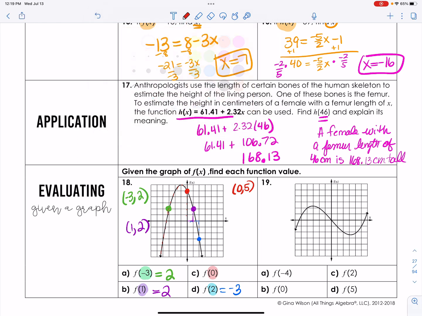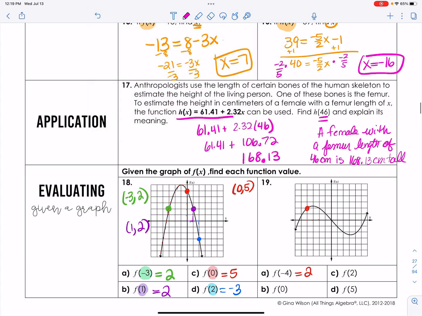All right, what I would like you to do is pause the video and answer number 19. So when I put a negative 4 in, 1, 2, 3, 4, I go up to the graph, my answer is 2.